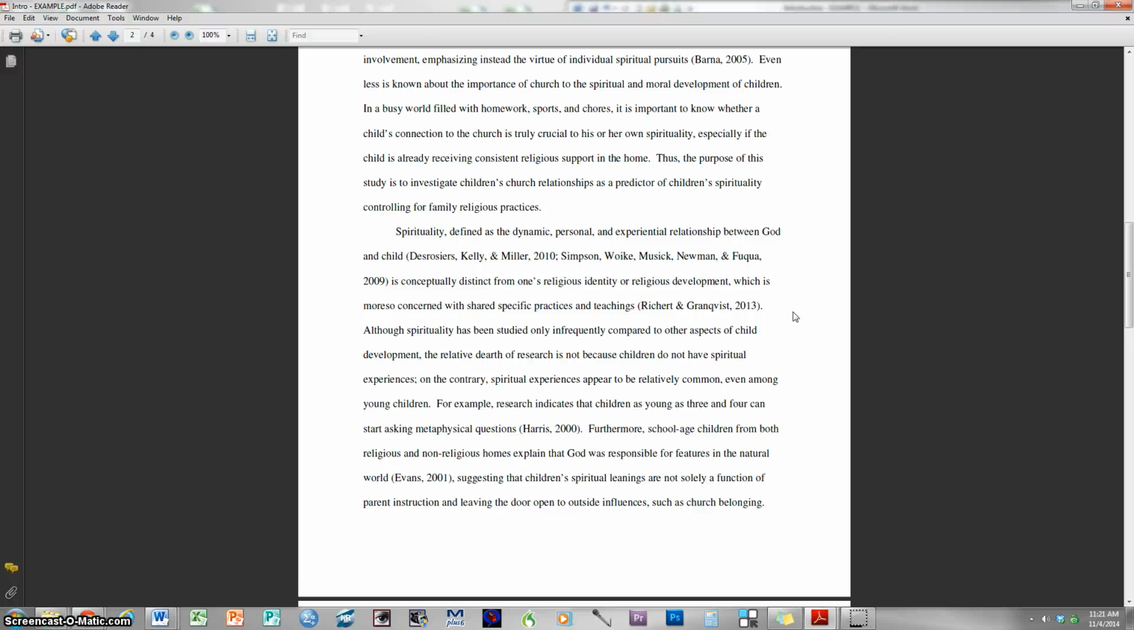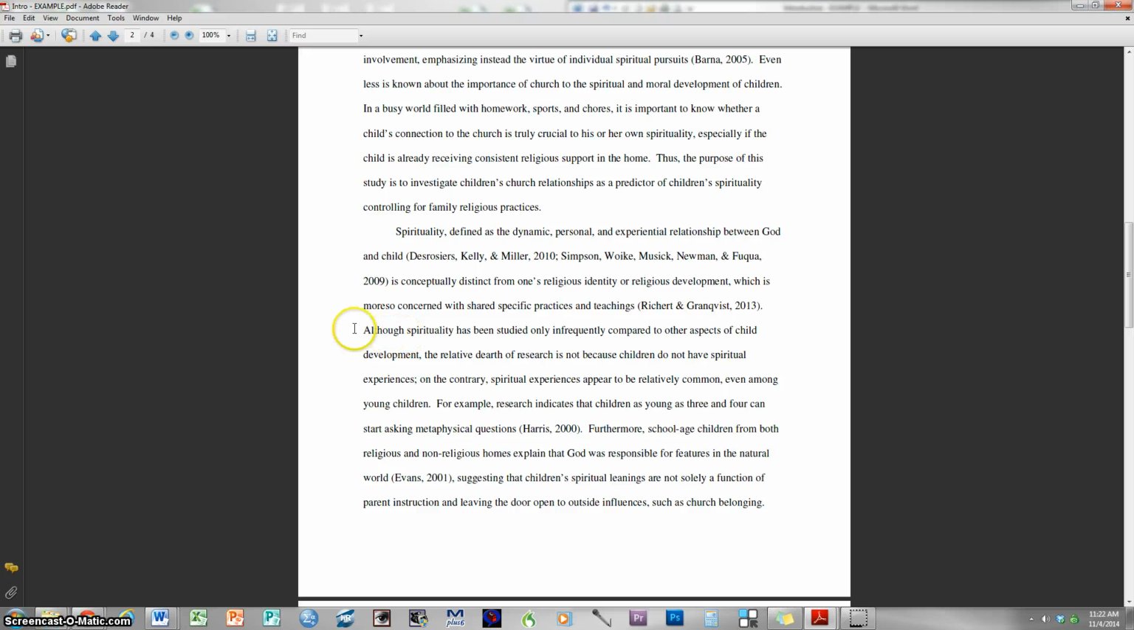So here it says spirituality is defined as the dynamic, personal, and experiential relationship between God and child. And here are two different citations backing up that definition. It is conceptually distinct from religious identity or religious development. So this explains what it is and how it differs from religiosity.